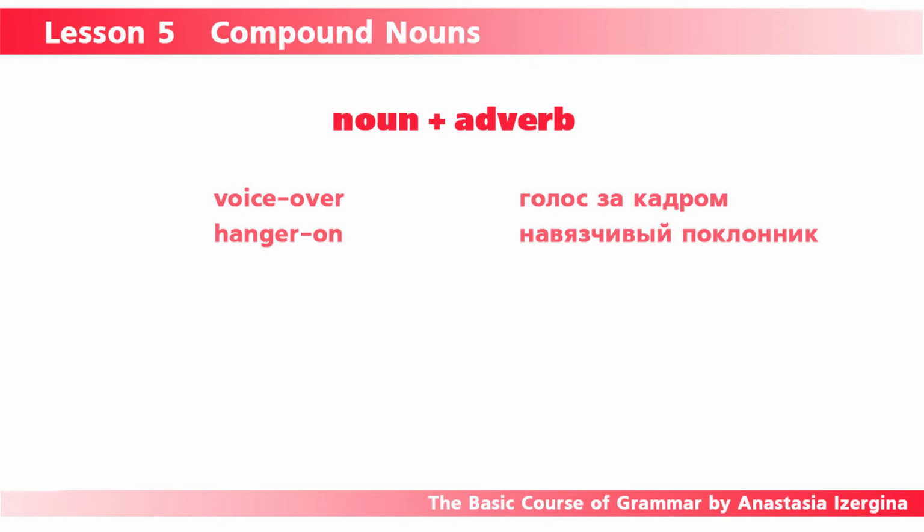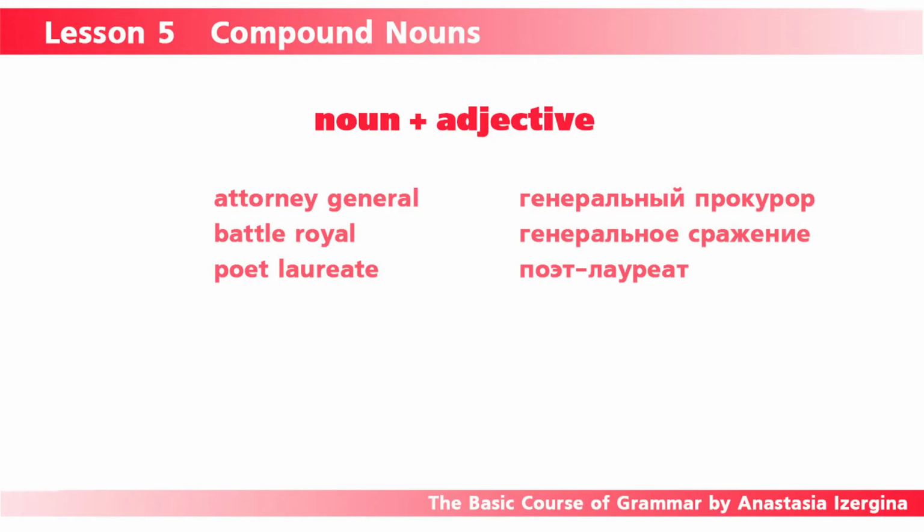Third formula is noun plus adjective. The examples could be voice over and hanger on. Those words are already more difficult and less widespread in English. That's why make sure you know their translation. Noun plus adjective: Attorney General, Battle Royal, Poet Lieutenant. Those were actually the examples of not very widespread compound words, but still you need to know all these words because this is your vocabulary of the course. Look through their meaning, please.